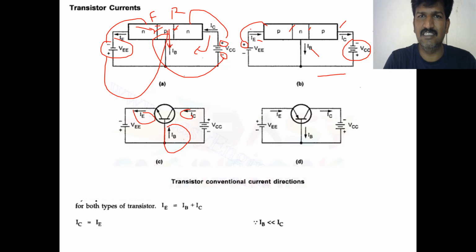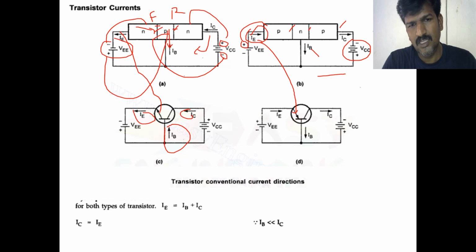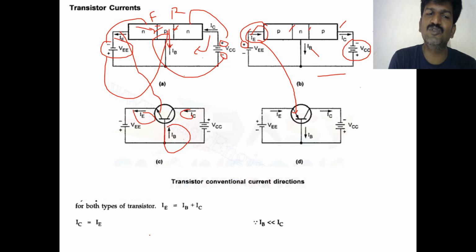You should understand that the emitter current is entering into the emitter terminal here, and the collector current is coming out from the collector terminal. You have to observe this. These are the transistor conventional current directions for both types of transistor, NPN or PNP, irrespective of that. Emitter current is always the sum of the base current and collector current, but base current is very small compared to the collector current, so you can say almost IE is equal to IC.